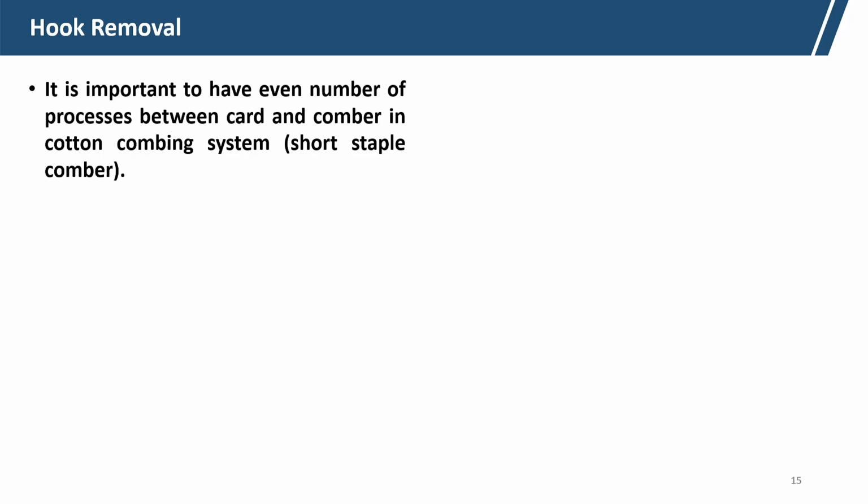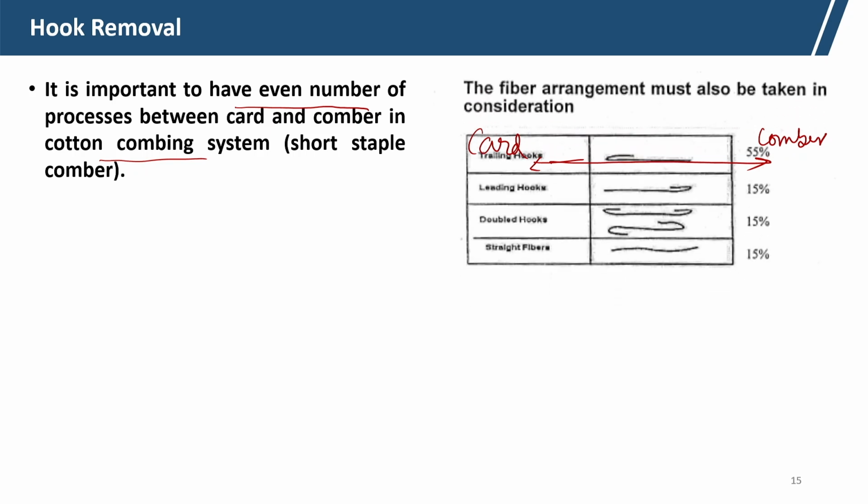Now, hook removal takes place in combing, which is a very important function along with the short fiber removal, and it is important to have an even number of processes between card and comber in cotton combing. So, here we should have an even number of processes between the card and the comber. Why? Each process means you have reversal of the hooks.